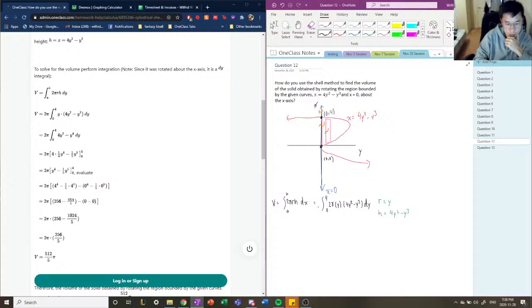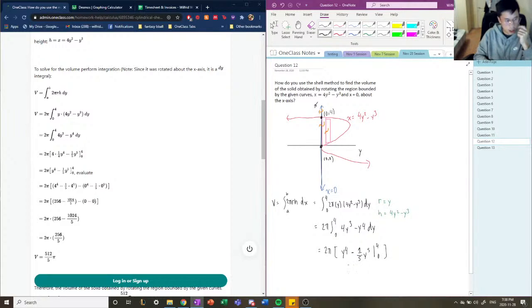Okay, so first of all, I'm going to zoom out a bit. So first, we're going to factor out our constant here. So it's 2 pi integral from 0 to 4 of, I'm going to expand to 4y cubed minus y to the power of 4 dy. Okay, and now we're going to use our power rule of integration to integrate this function here. So we have 4 over 4, so we have just y to the power of 4, and we have minus 1 over 5 y to the 5, from 0 to 4.